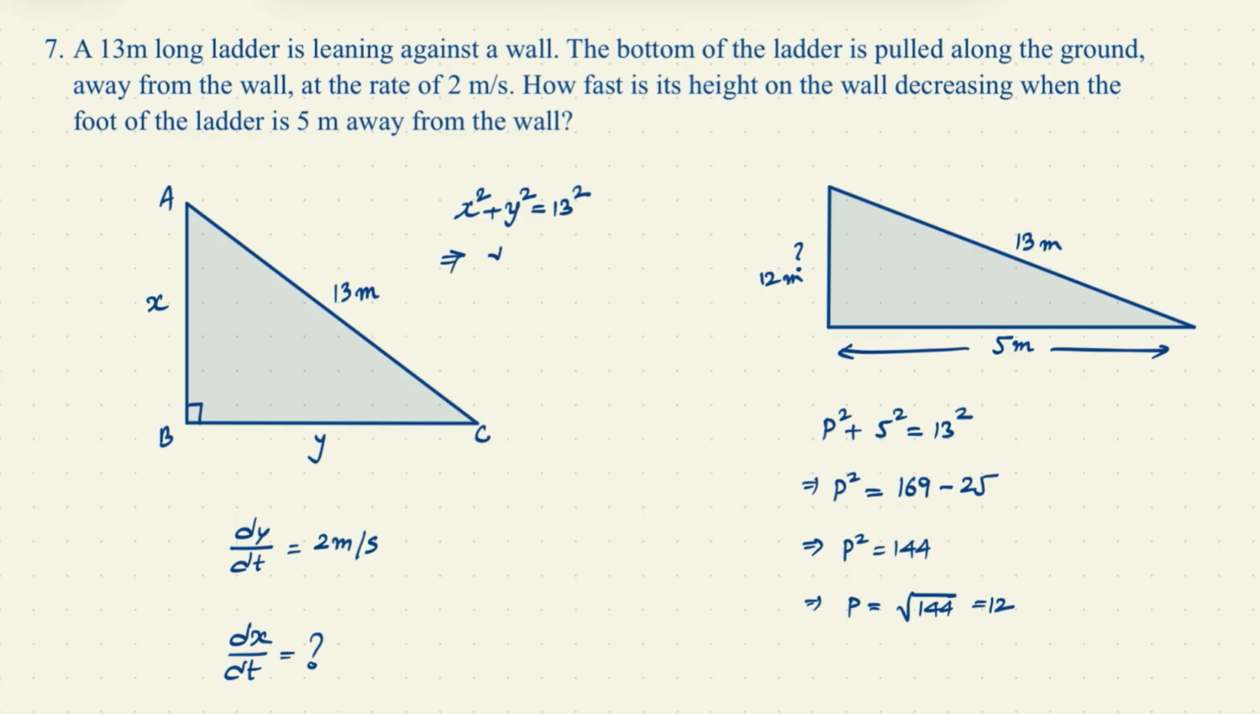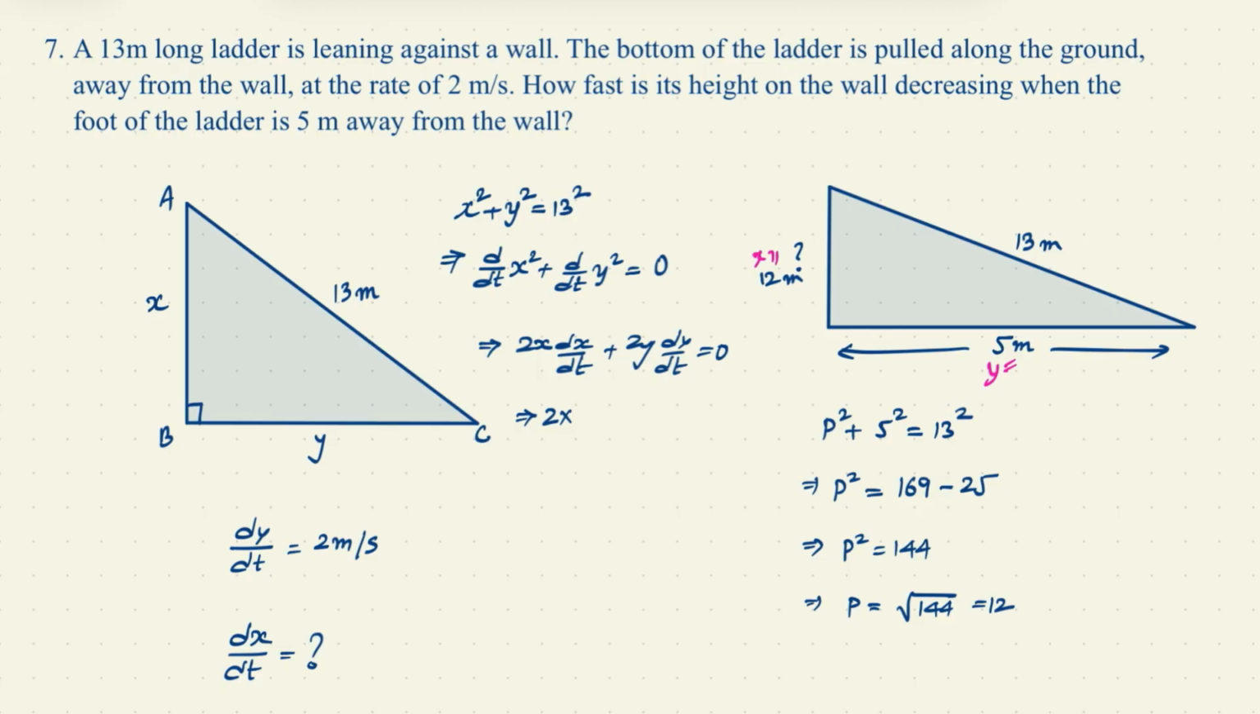Then we will have d/dt of x square plus d/dt of y square equals d/dt of 13 square, which is 0 as it is a constant. So this implies 2x dx by dt plus 2y dy over dt equals 0. Now let us put the values which we know. So here it will be 2 into the value of x. When the value of y is 5 meters, because the distance of the foot of the ladder is given as 5 meters, then the height of the ladder will be 12 meters. That means this is the value of x.